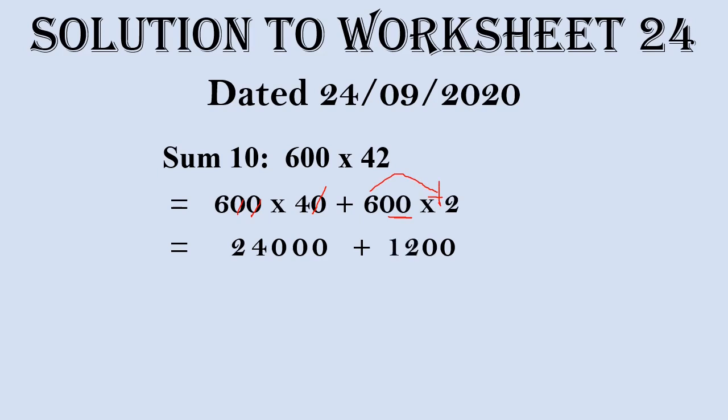That is 12. Horizontal method of addition, 0 plus 0, 0. 0 plus 0, 0. 0 plus 2 is 2, and 4 plus 1, sorry, 4 plus 1 is 5, and since there's nothing to add with the 10,000s, I'm going to bring the 2 down as it is. So 24,000 plus 1,200 is 25,200.